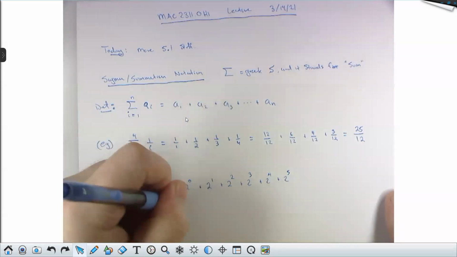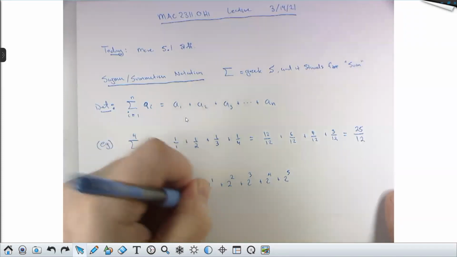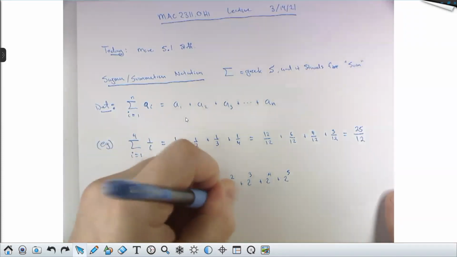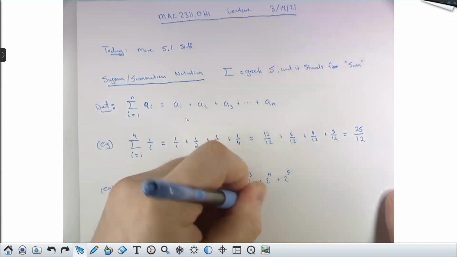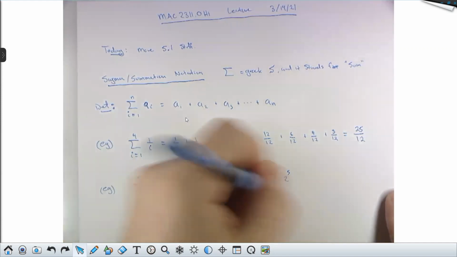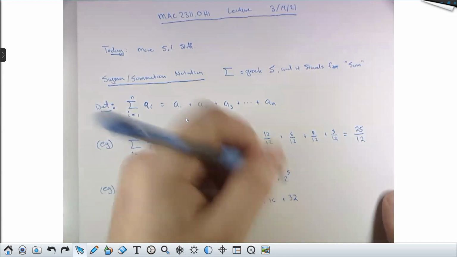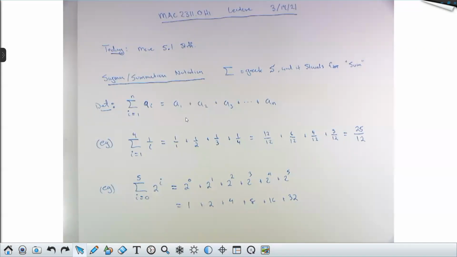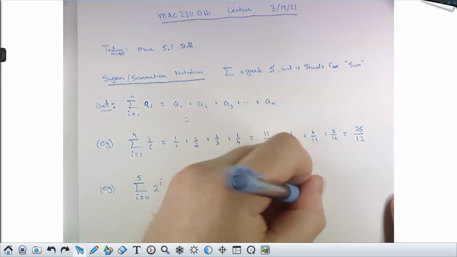Looks like I'm going to need some space here. So this is 1 plus 2 plus 4 plus 8 plus 16 plus 32. So what is this? 3 plus 4 is 7. 7 plus 8 is 15. 15 plus 16 is 31. 31 plus 32 is 63.